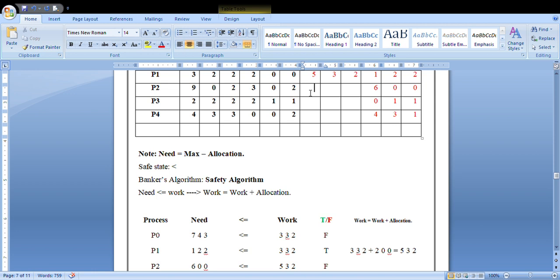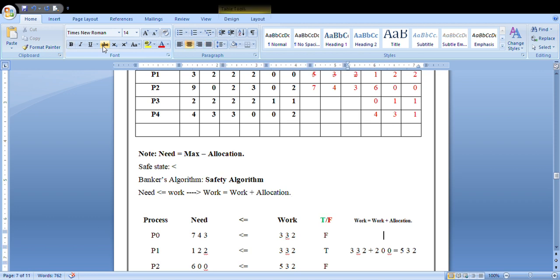So what is the new available value? 7, 4, 3. Just scratch out this. So 743 is your new available value.